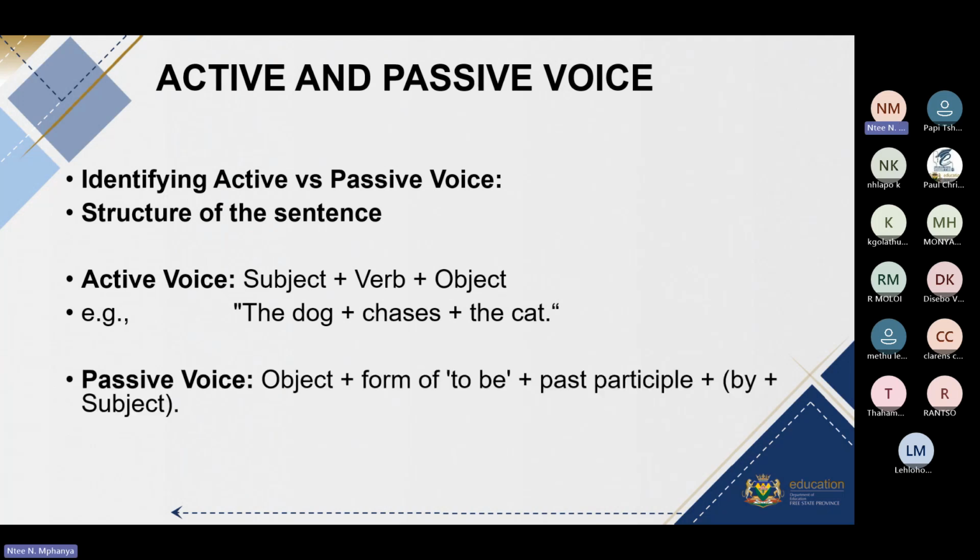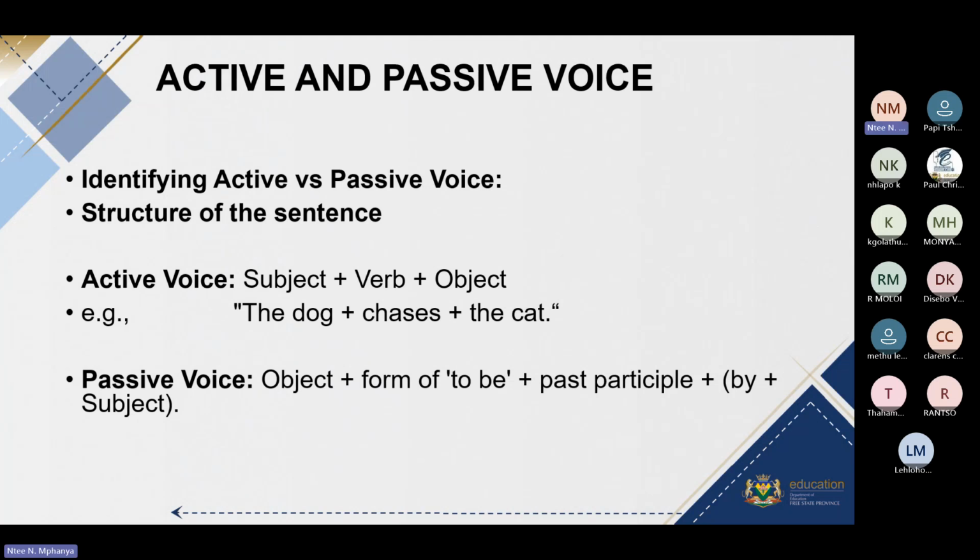Whereas the structure in passive voice follows this form. We start with the object, which is the cat, and then the form of to be, which is our auxiliary verb. Remember, an auxiliary verb, or a helping verb, helps the sentence to remain in the tense in which it was originally. Then followed by the past participle of the verb chases, followed by, and then ultimately the subject. Meaning when you change the sentence from active to passive, you start first with the object.